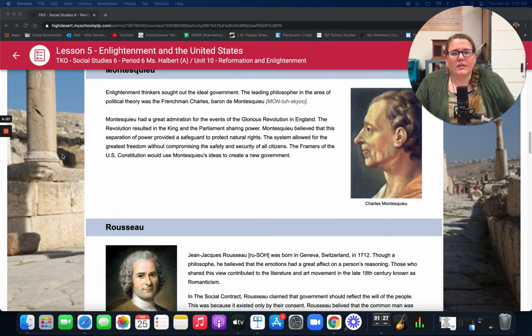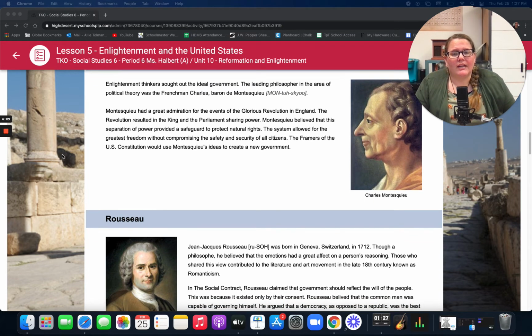The framers of the U.S. Constitution would use Montesquieu's ideas to create a new government.